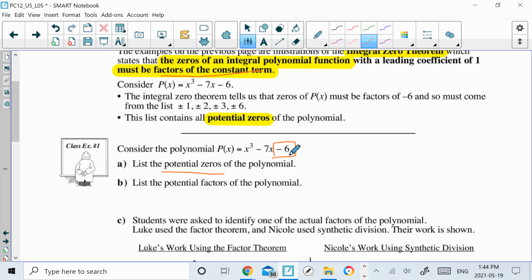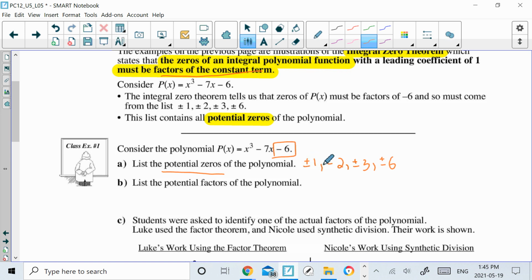So here's my constant term, -6. What are the factors of -6? You list them all, and they would be what's called the potential zeros. So the factors of -6 are plus or minus 1. 2 is a factor of -6. 3 and 6. These are all of the factors of the constant term. These are all potential zeros.